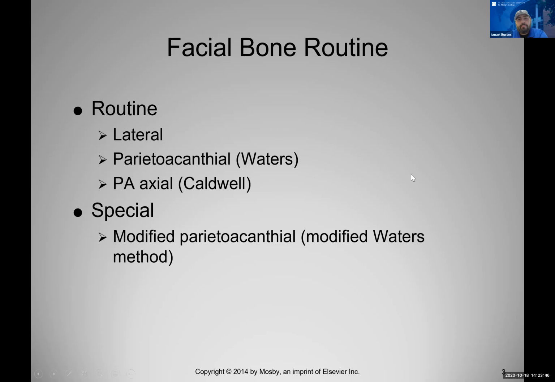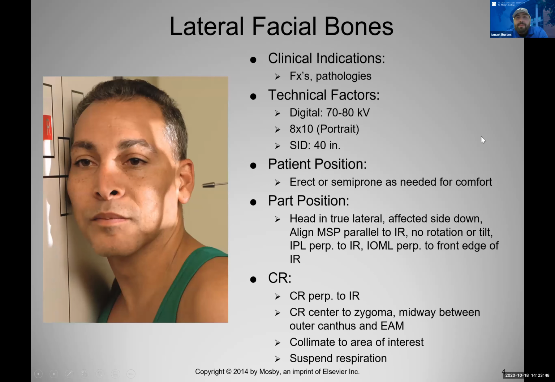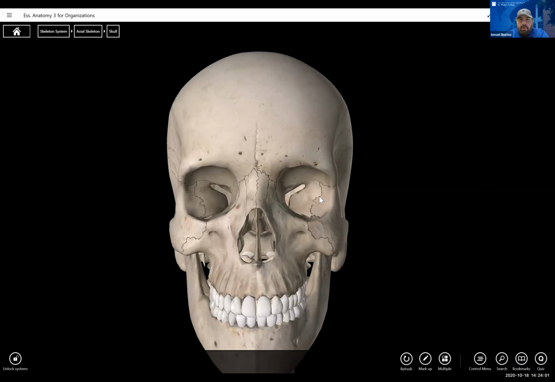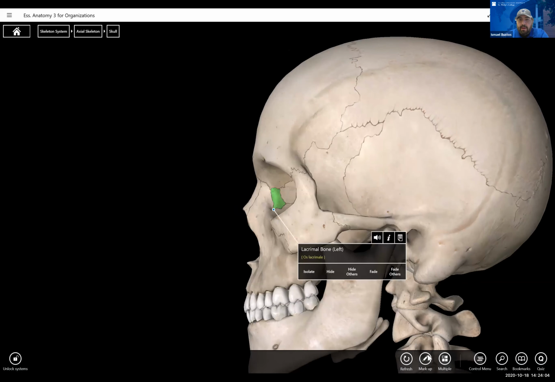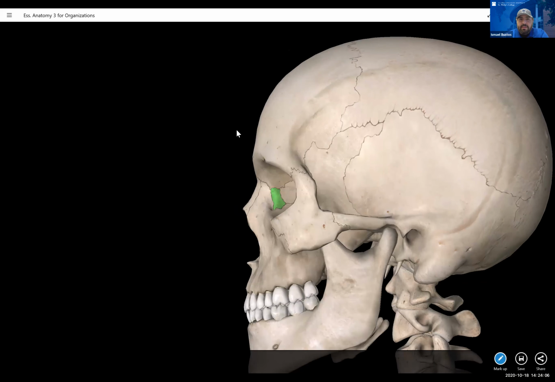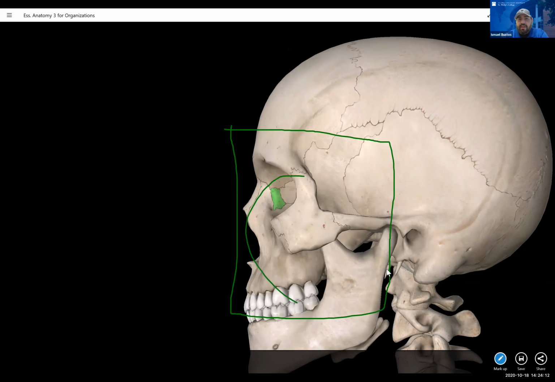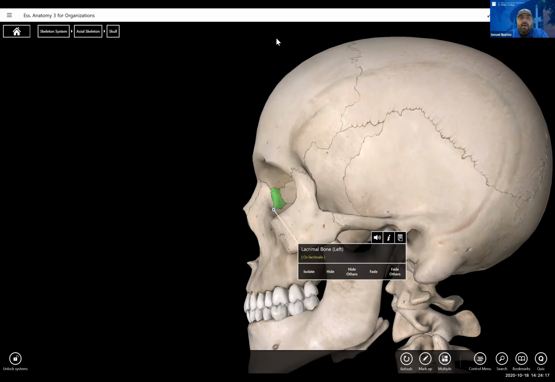Okay. So again, first thing for lateral. What we're looking for here is fractures, any pathologies of the facial bones itself. So when we look at facial bones, let's go to the skull. If we turn him to the side, all we're looking for facial bones is basically from there down to the maxilla and there. That's all of this area here. We're not too concerned about the mandible because, if we need to look at the mandible, we'll do a mandible projection.